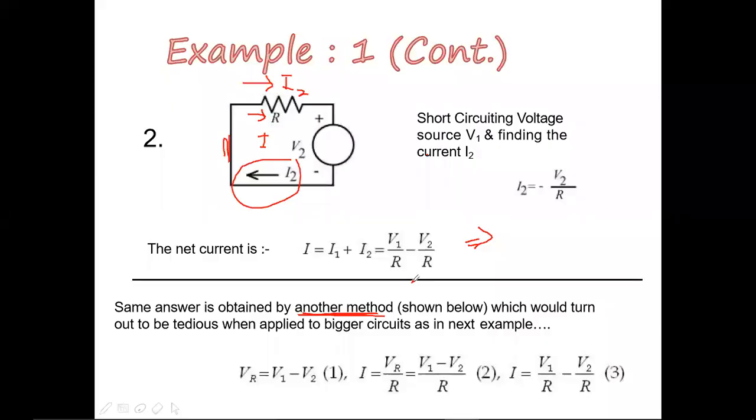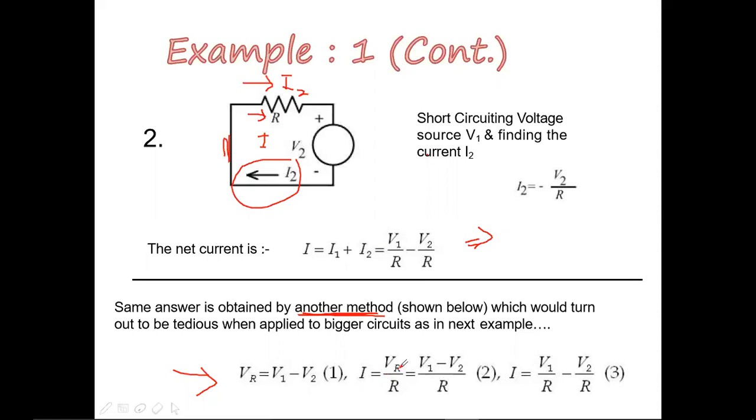So there is also another method you can use to find the total current flowing through the resistor R. You can find the voltage difference, which is the potential difference, VR, the voltage across the resistor, that is V1 minus V2. This is equation 1. As you know, I equals VR by R. The current flowing through this element is V by R.